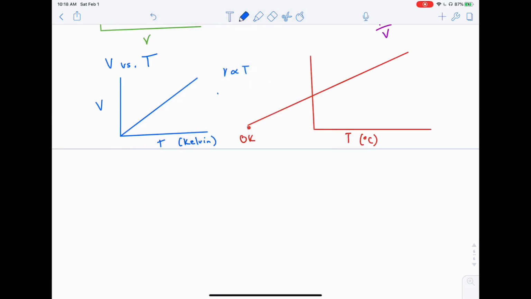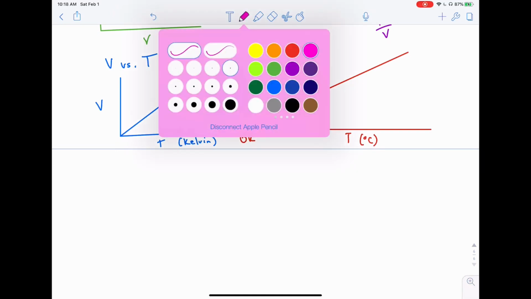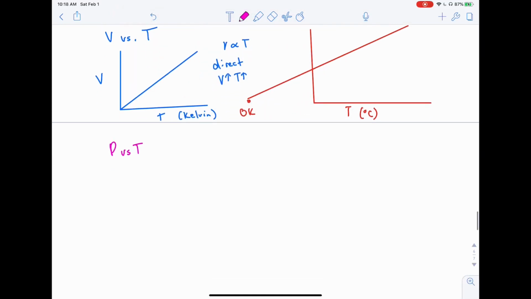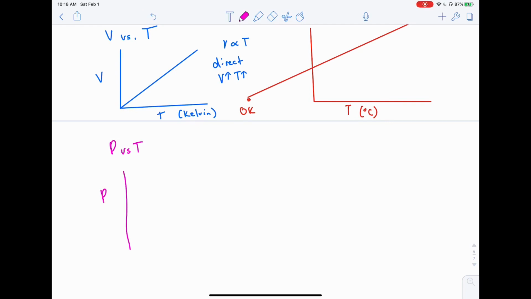So this is a direct relationship because as V goes up, T goes up. And like Mofe was saying, pressure and temperature do the same thing. As temperature goes up, pressure goes up if you keep the same volume. Okay. So again, pressure is proportional to temperature. So it's a direct relationship.